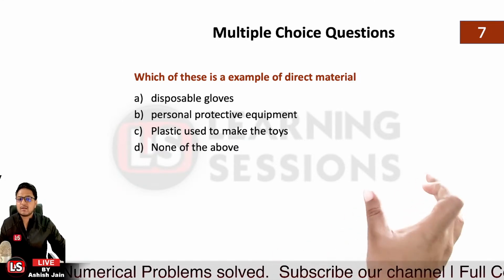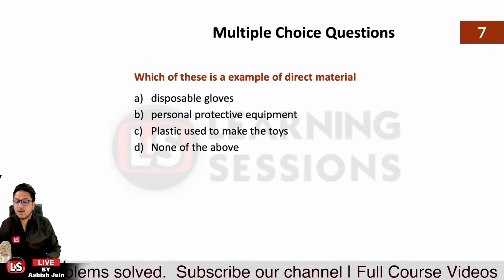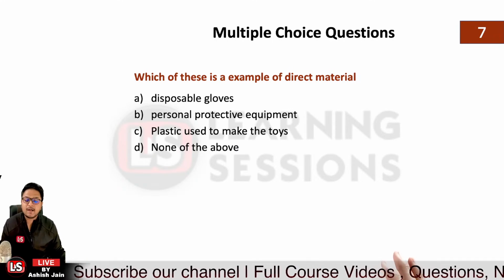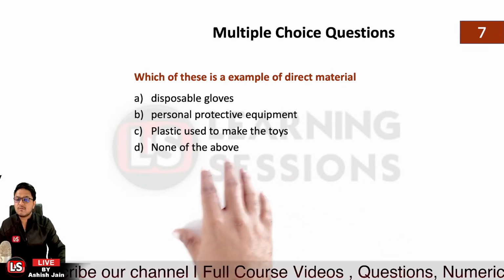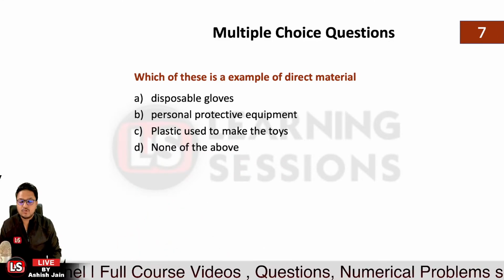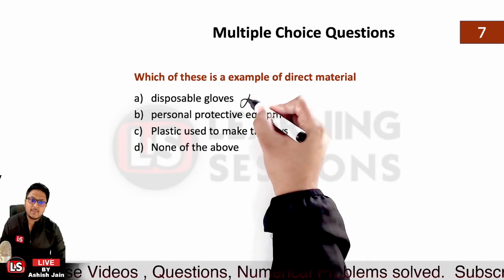So we have to talk about direct material. Direct material is related to what? Which is directly used for manufacturing of the product and which will be the part of the final product. Now disposable gloves were used. Would those be the direct material? No, those will not be the direct material. So this is related to what? This is related to indirect material.